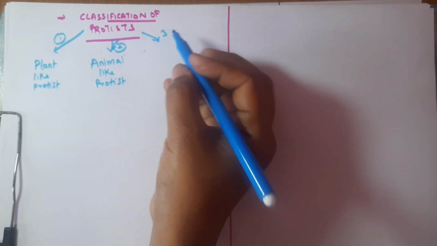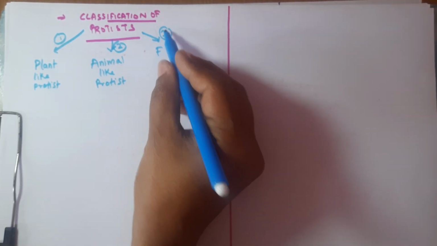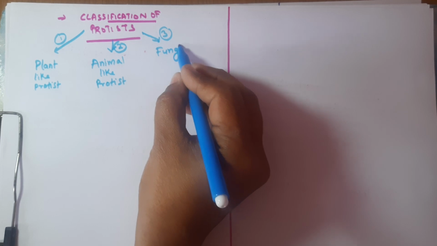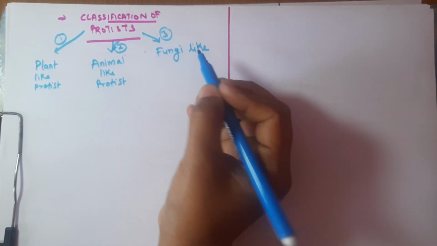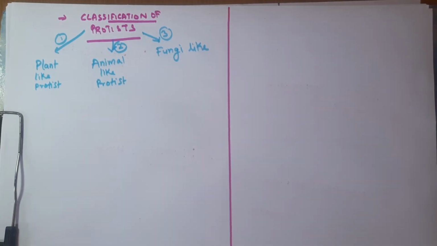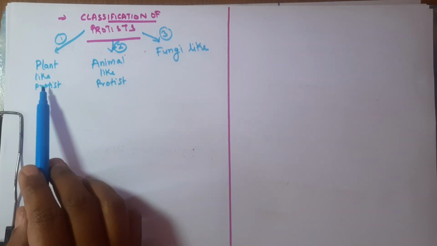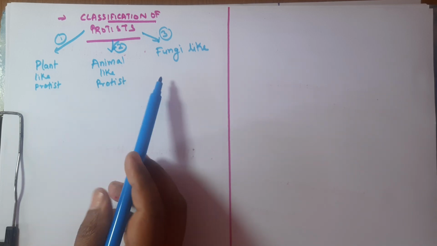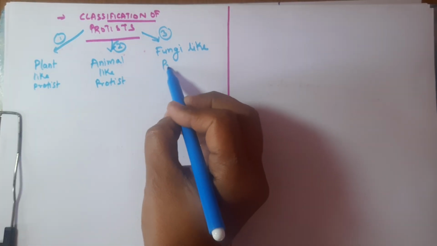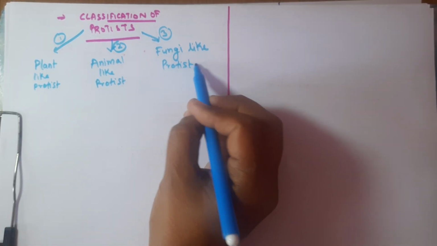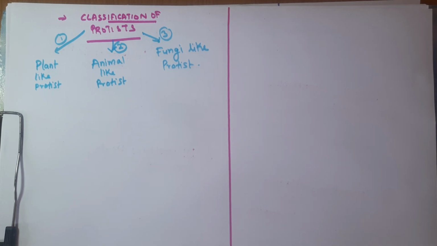And the third one is the fungi-like protist. That's why, students, I already told you that the kingdom Protista is a link between the prokaryotes and the complex organisms, because they have resemblance to the plants, animals, and the fungi-like. So that's why they are in the middle. So let's talk about the plant-like protist.